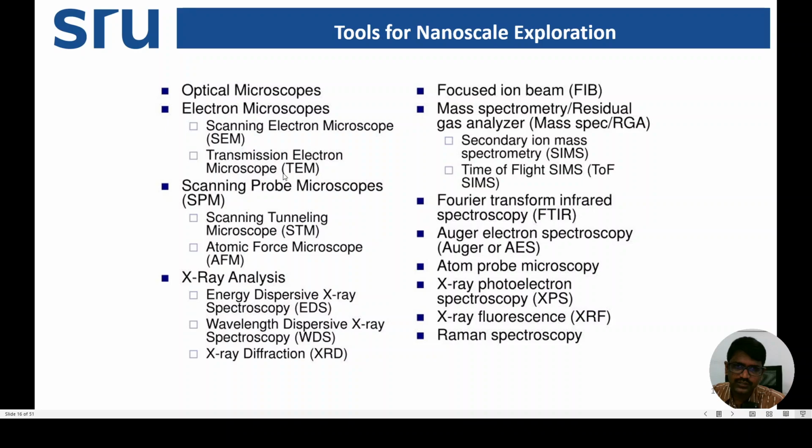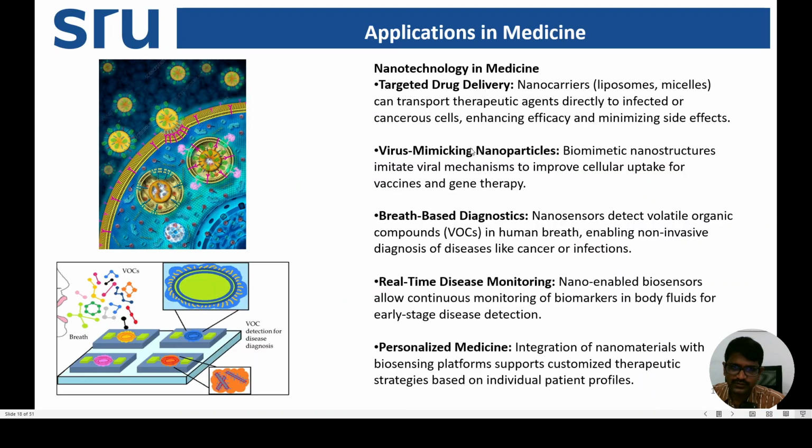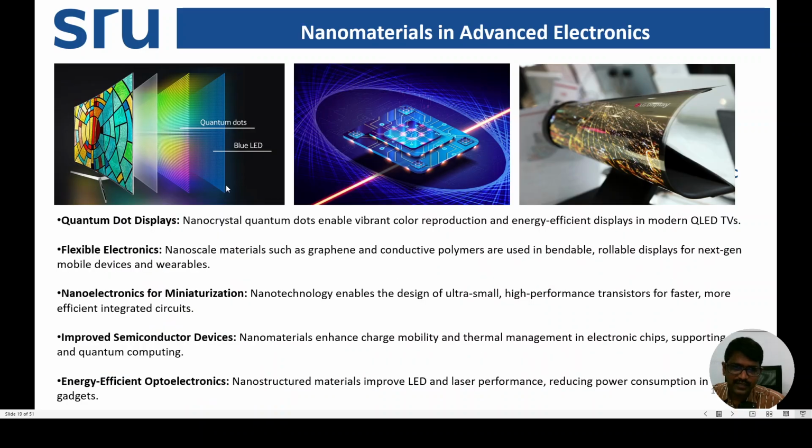So these are all the tools for nanoscale, for nanotechnology. These are all the methods, the techniques, the devices. This is the top-down approach, the bottom-up approach, with examples for each. Applications in medicine, applications in electronics. So, nanomaterials in advanced electronics.